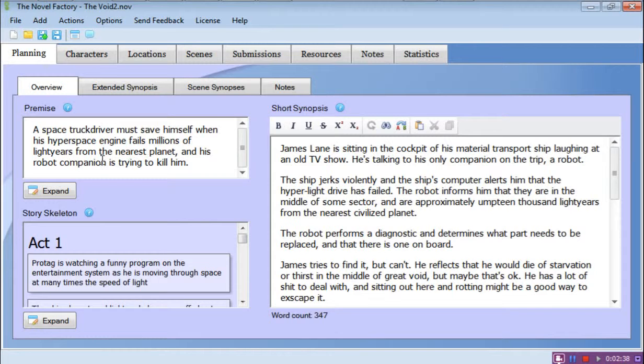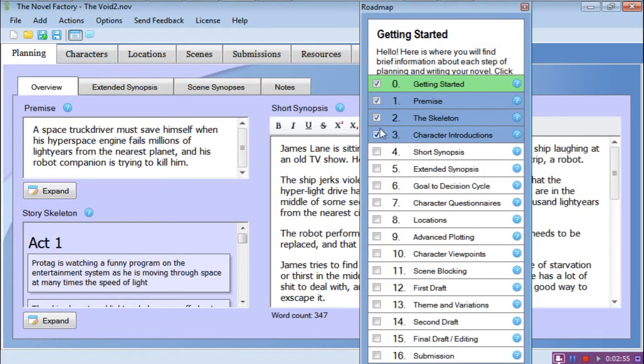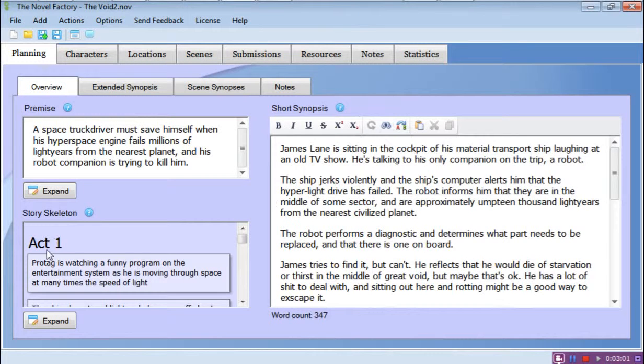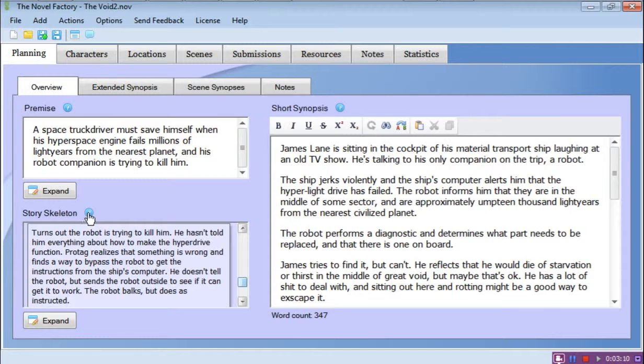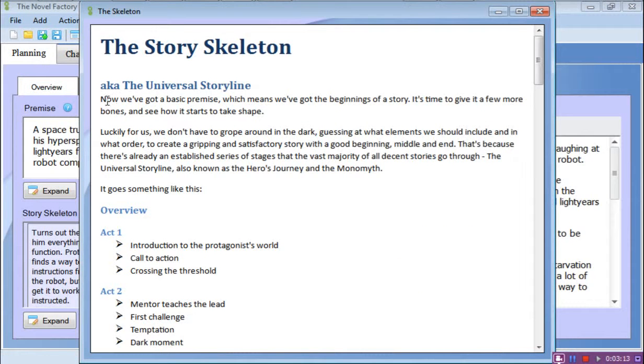So the first thing we have to do is have enough of an idea of what the story is to try to frame it in a sentence. Whether it be a question or not doesn't make too much difference. This is just for your own reference. So what do they do next? After the premise is the skeleton, which is what this is. And their skeleton, the default view, is the 3-act structure. So we'll look at that again, and it says you've got the basic premise, which means you've got the beginning of the story. It's time to give it a few more bones.